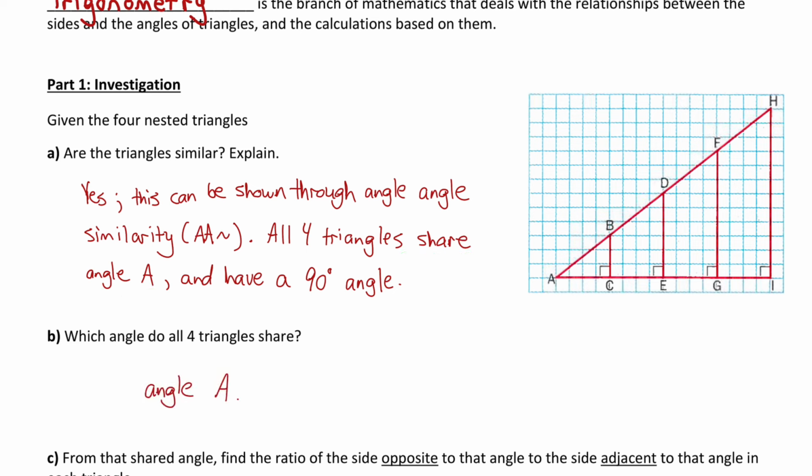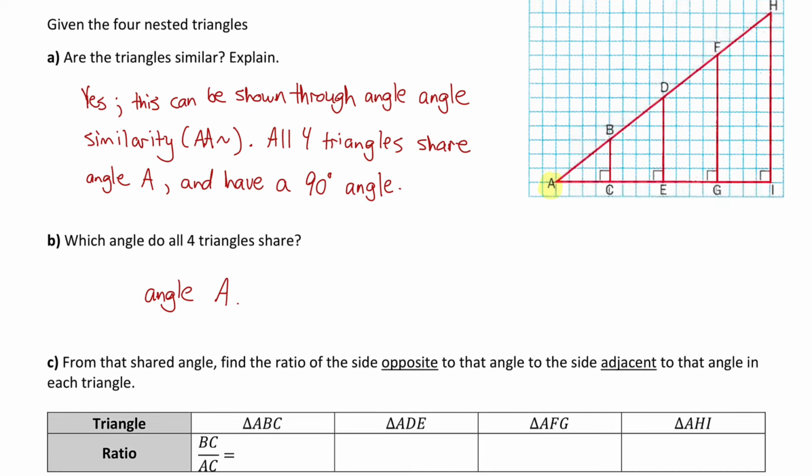I'm going to highlight this angle A in yellow because we're going to use that angle a lot in part C of this question. Part C says, from that shared angle, so from this angle A, find the ratio of the side opposite to that angle to the side that is adjacent to that angle in all 4 of the triangles.